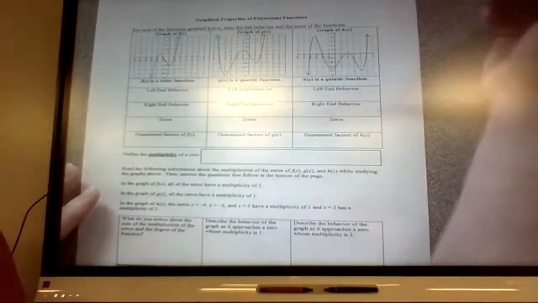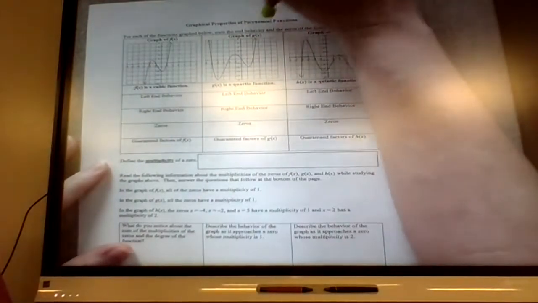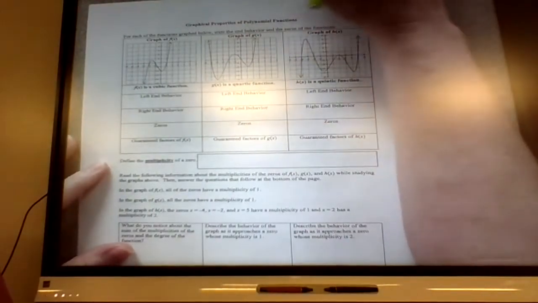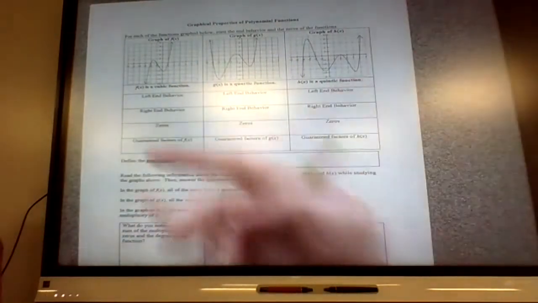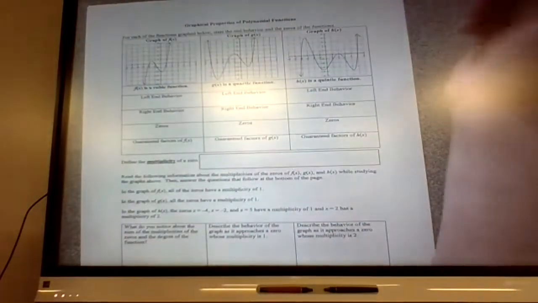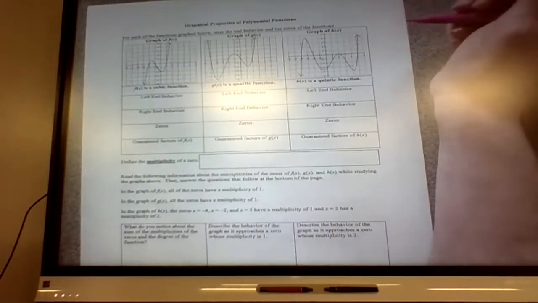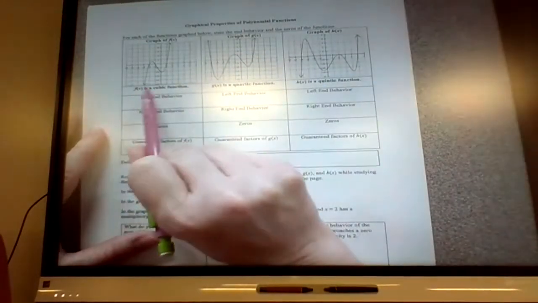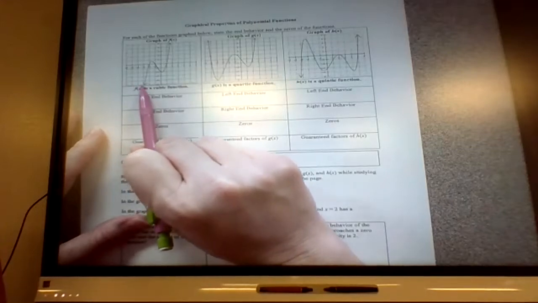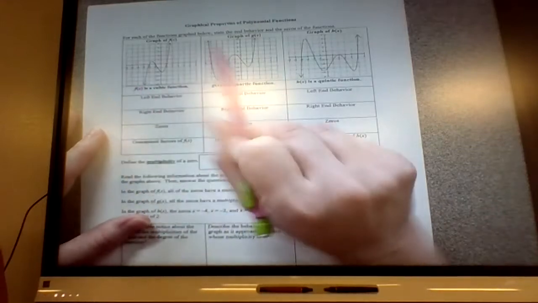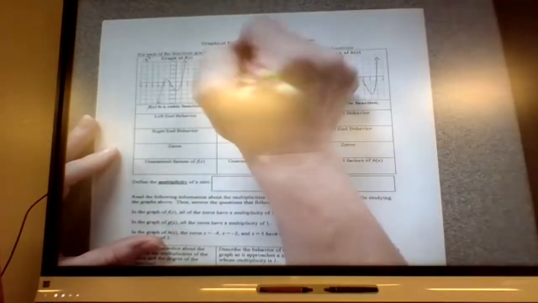All right, so let's look at page 502. Graphical properties of polynomial functions. Okay, so really we're going to talk more about multiplicity today, and we're talking about some traits of different polynomials. All right, so this is a cubic. This is f of x and it's a cubic. G of x right here, that's a quartic. So this is an x to the 3rd kind of function, and this is an x to the 4th kind of function. And then this is a quintic. So this would look like x to the 5th.